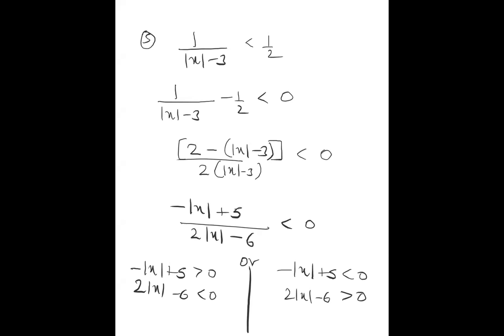Let me write the final things. Mod x is less than 5. Mod x is less than 3, right? Less than 5, less than 3. Here mod x is greater than 5 and mod x is greater than 3. Now we have to solve these two, and is there, and is there, here or is there. What is the common thing in these two and the common thing in those two? We have to solve it. Okay.